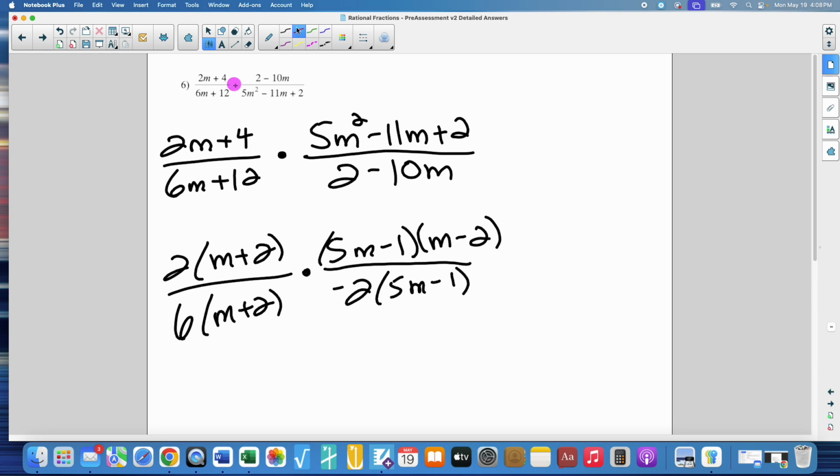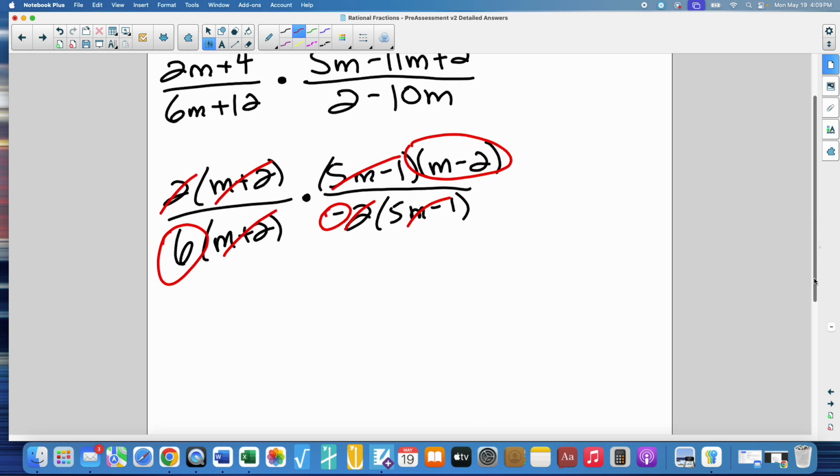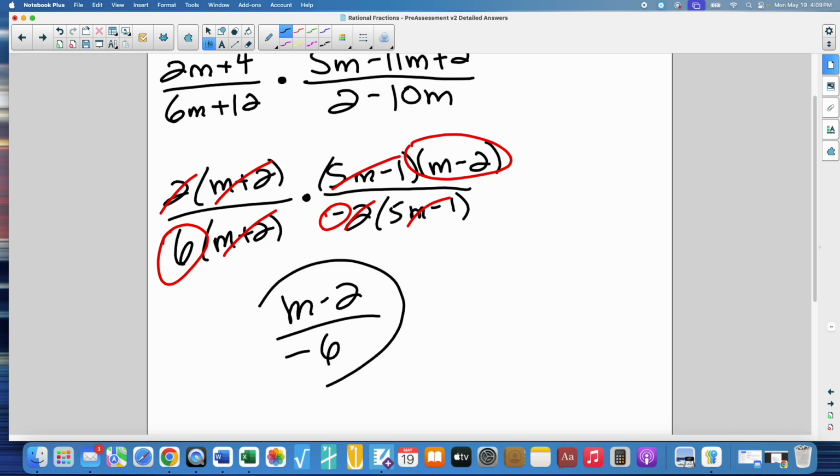All right, now let's start canceling. We get m plus 2. We got 5m minus 1. We have a 2 and a negative 2. The 2's cancel, but the negative doesn't. I got a 6 out here also, and I got an m minus 2 left over. So my answer is going to be m minus 2 over negative 6. I'm going to attach these two together. That's the best answer for your work. I would not take that negative and push it up to the top.